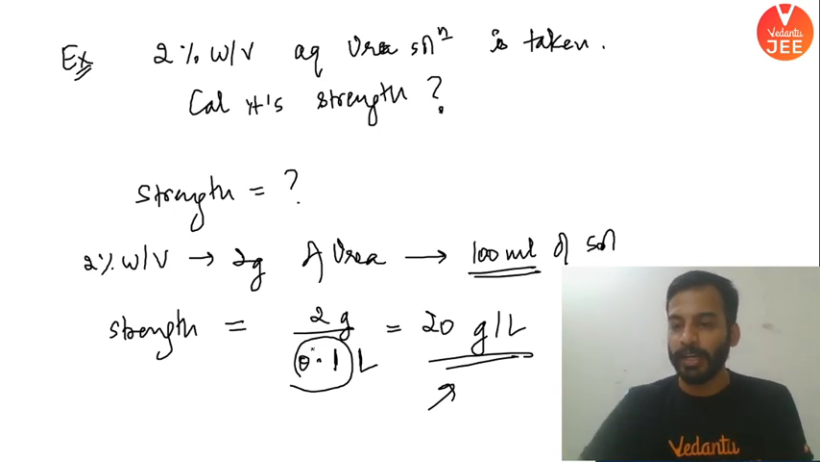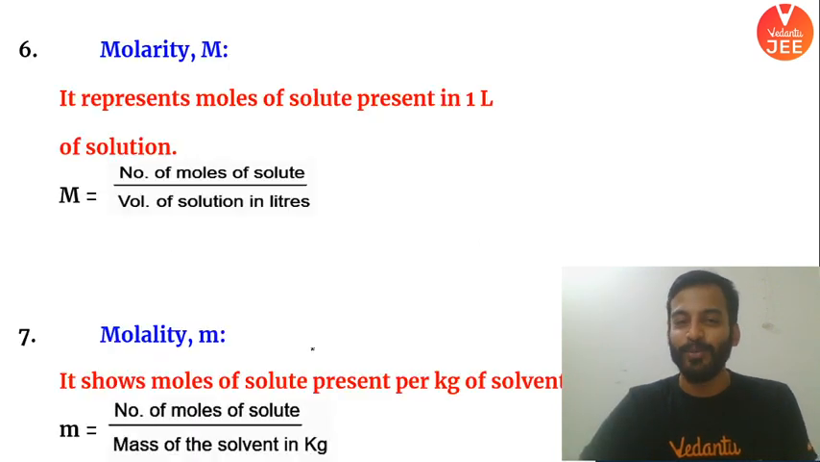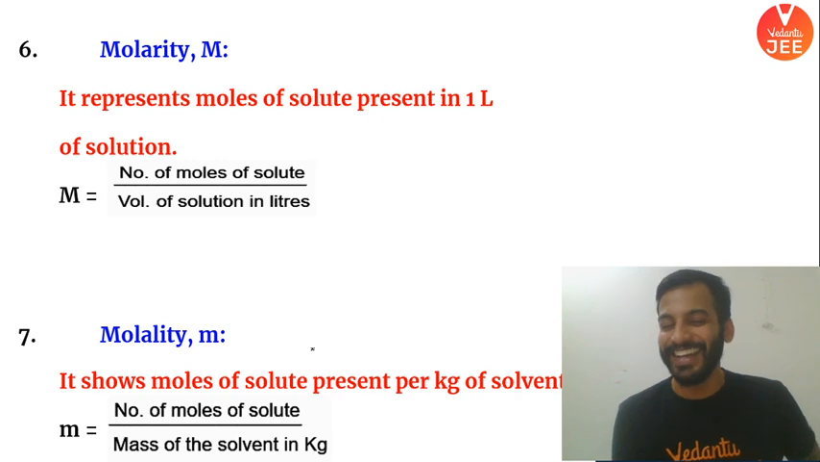ठीक है, बहुत बढ़िया. काफी बच्चों का आ रहा है आंसर. बहुत बढ़िया. All right, let's move on to the next one. All right Harsh, you can go ahead. आगे बढ़ सकते हो. Moving on, आगे बढ़ते हैं.